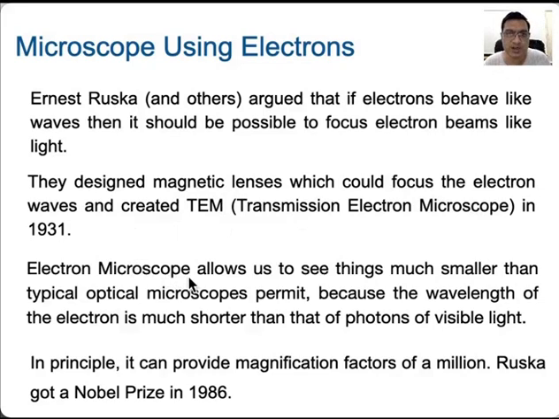The electron microscope allows us to see things much smaller than a typical optical microscope, as I have shown in the previous slide. This is possible because the wavelength of the electrons is much shorter than that of photons of visible light. So in principle, it can provide magnification factors of 1,000,000, and for that discovery, Ruska got a Nobel Prize in 1986.